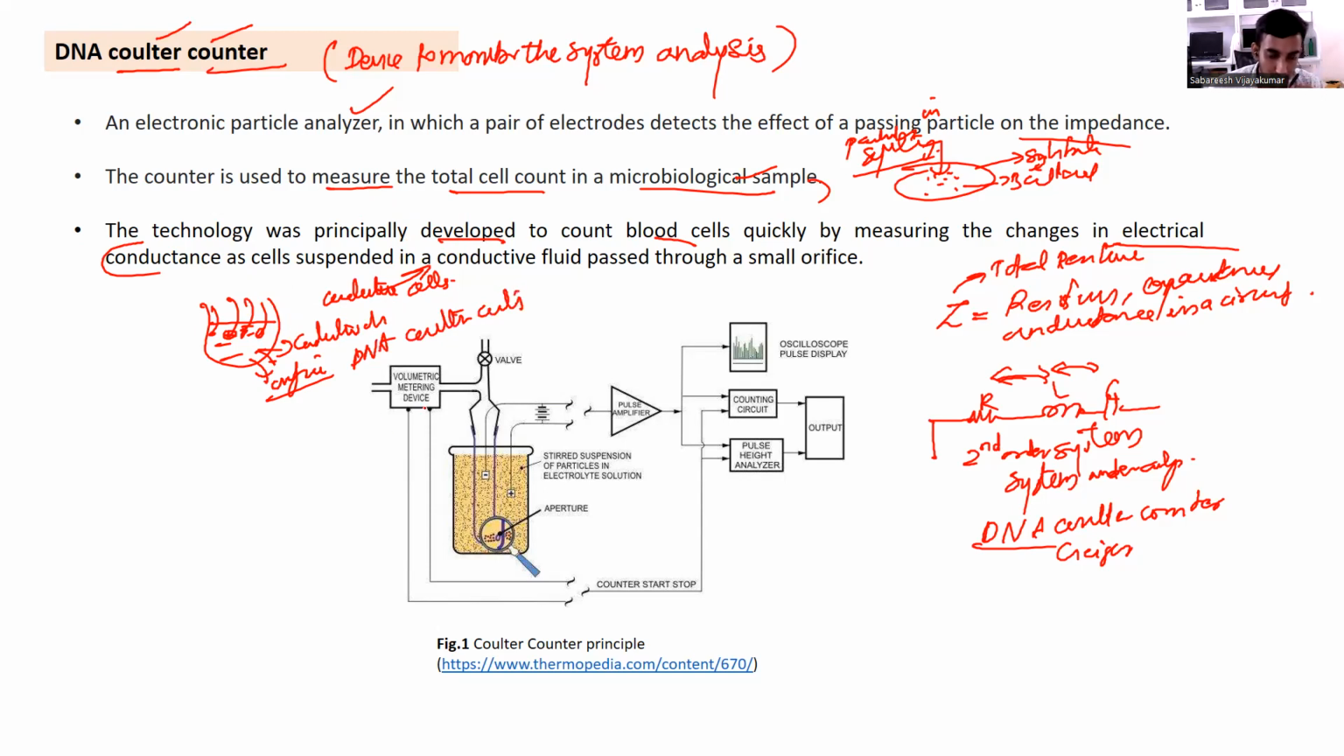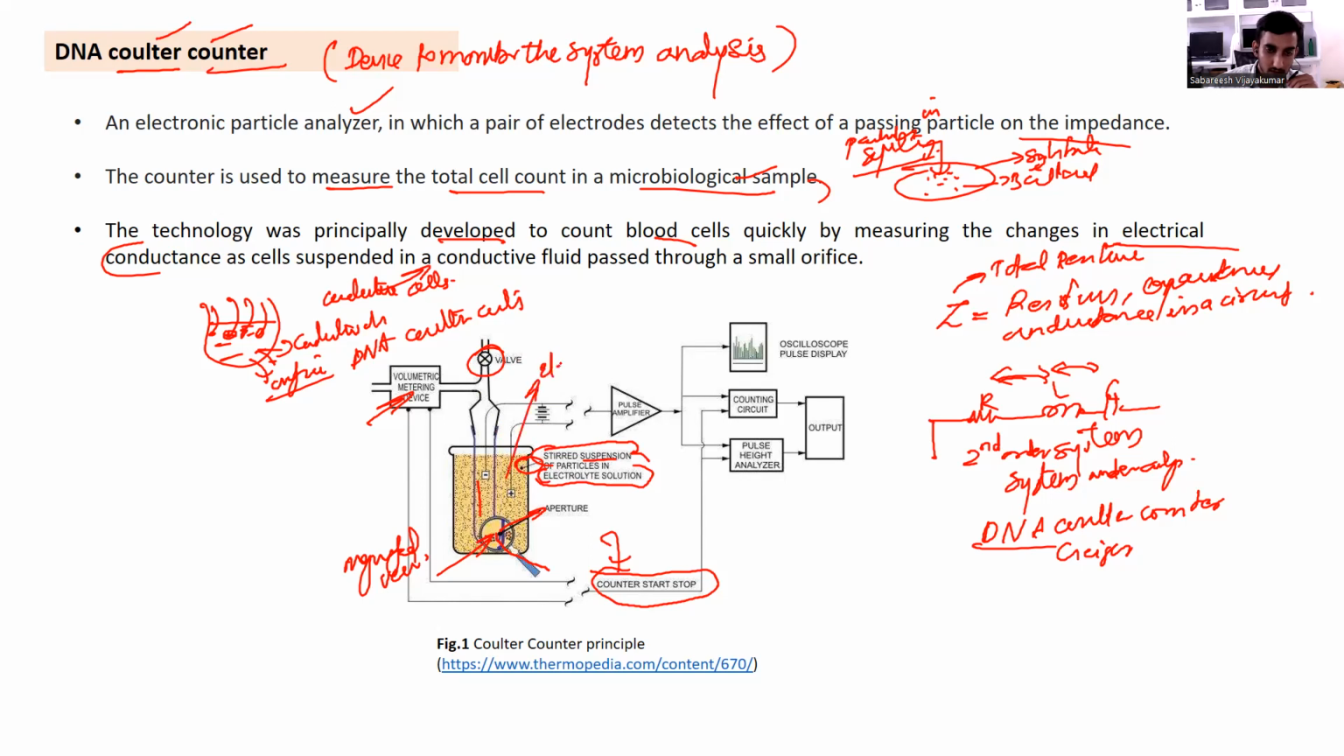You can see in this image there is a volumetric metering device, there is a valve, and there is an aperture through which the fluid enters the system, and you can see the magnified version here. There is a counter start-stop switch or button so that it starts the counting as soon as we switch on the system. Then there is a stirred suspension of particles in the electrolyte solution.